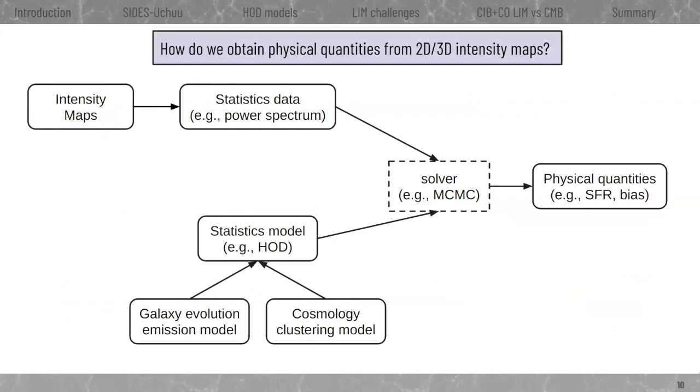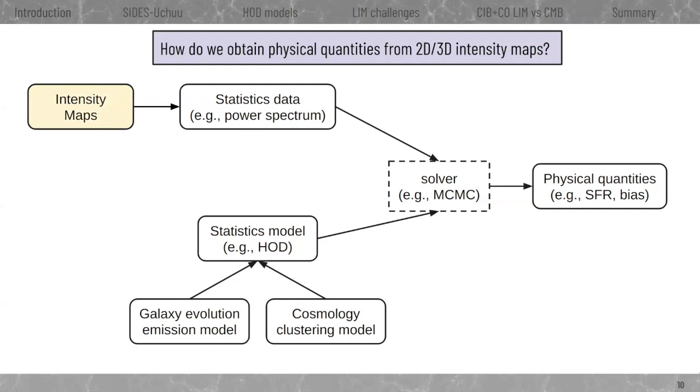Okay, so how can we put everything in one picture and make science with what I just showed you? We have the data, which in our case is the intensity map, either 2D or 3D, depending on whether it's the continuum or the line. We compute the power spectrum from the map that contains all the physical information. And from the other side, we need to have a statistical model where we put everything that we know about galaxy evolution and cosmology. We parameterize and we put it here. And then putting both in a solver, we obtain best fit parameters that we are interested in, depending on the model that we have.